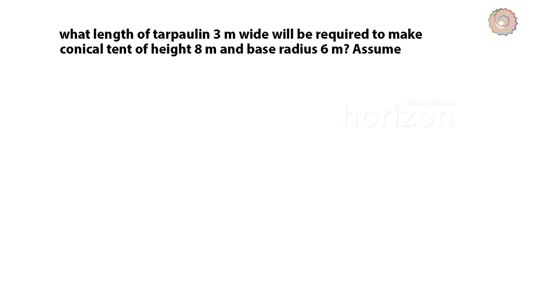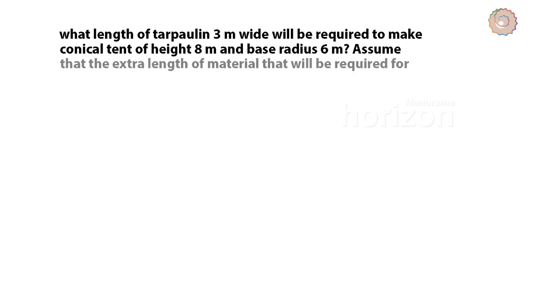Let us consider another problem. What length of tarpaulin 3 meter wide will be required to make a conical tent of height 8 meter and base radius 6 meter? Assume that the extra length of material that will be required for stitching margins and wastage in cutting is approximately 20 centimeter. Here we can use pi as 3.14. The solution for the same is as follows.